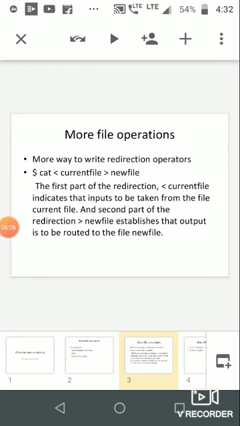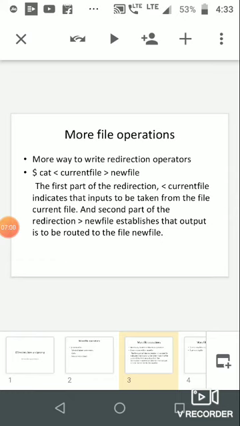Then the second part of the redirection, right arrow newfile, establishes that the output is to be routed to the file newfile. The order is important to understand: the order in which the two redirection operators are used doesn't matter.